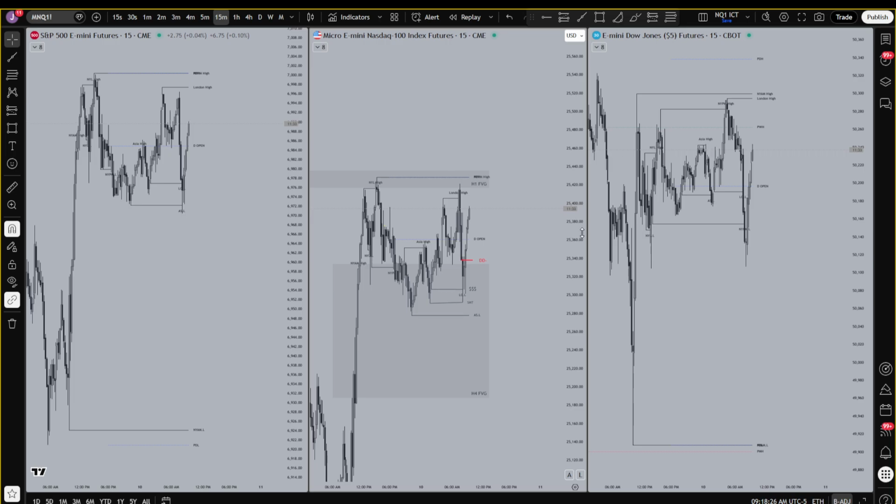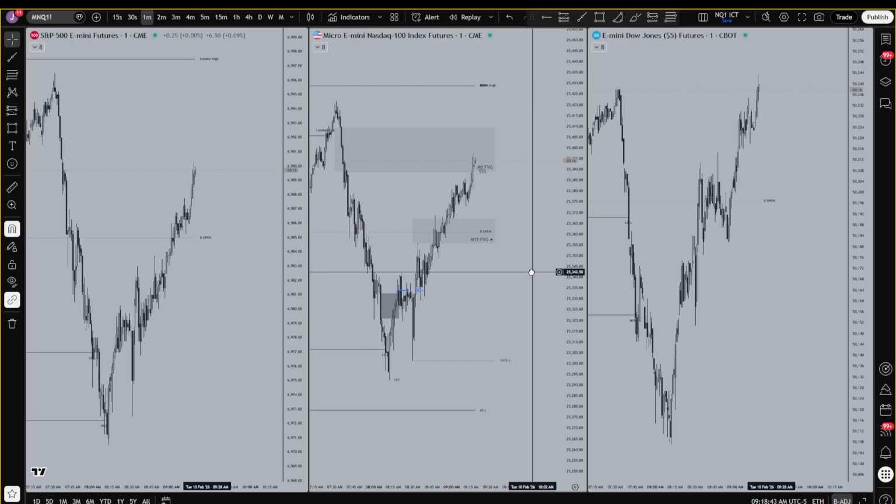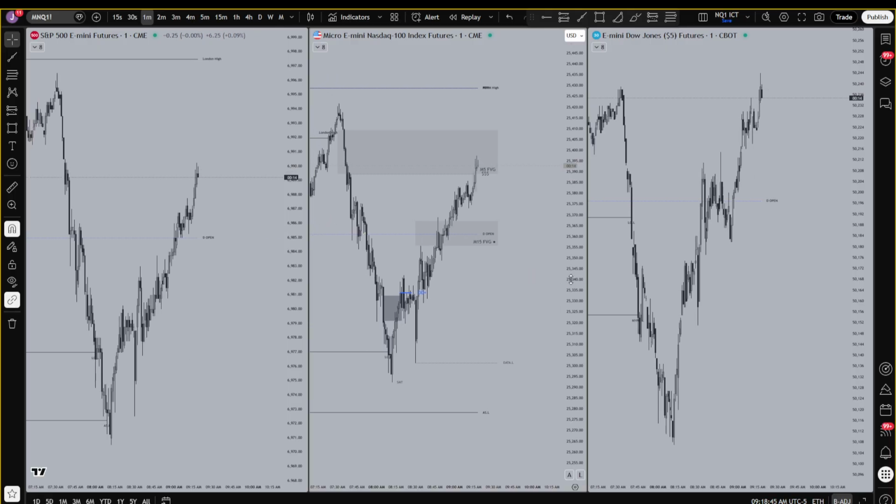But again, always, as you say, our job's not to predict the market, it's to react. So we'll see what happens. Yeah, exactly. We are correlated at least so far.